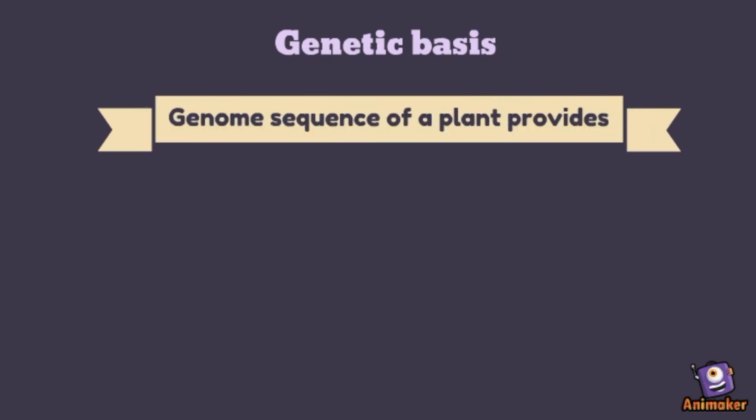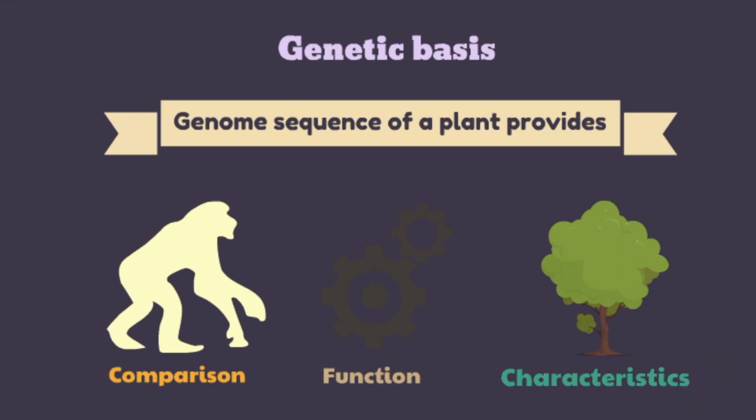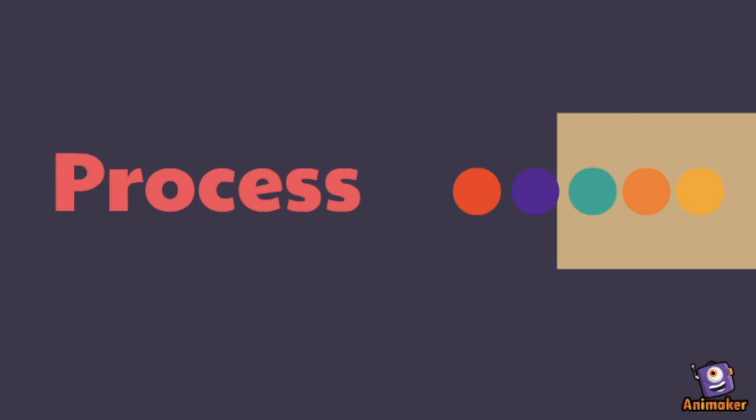The genome sequence of a plant provides a means for understanding the genetic basis of the differences between plants and other eukaryotes, and provides the foundation for detailed functional characterization of plant genes. Now we will mention the process.